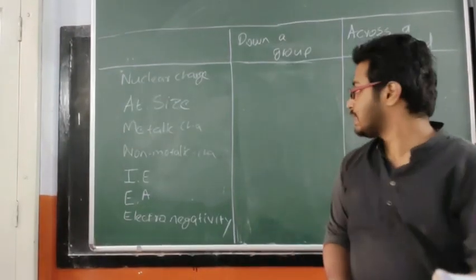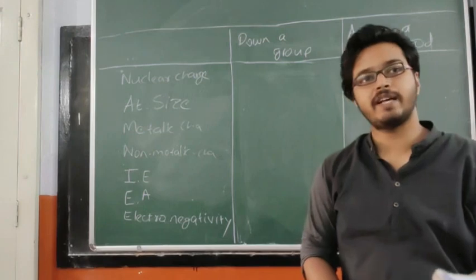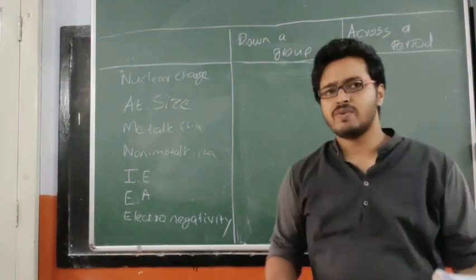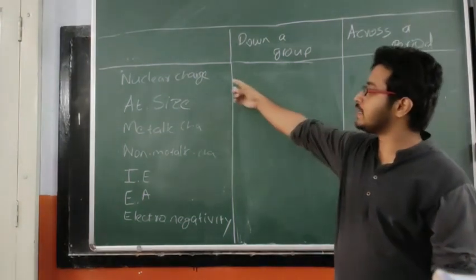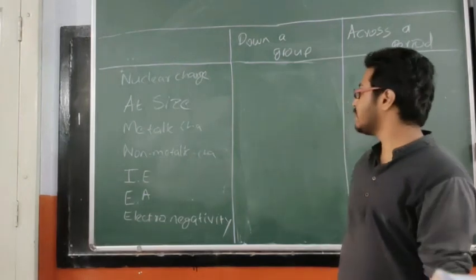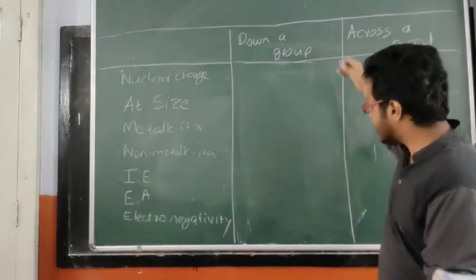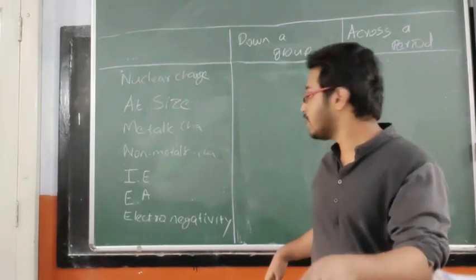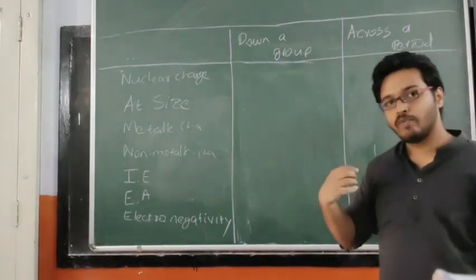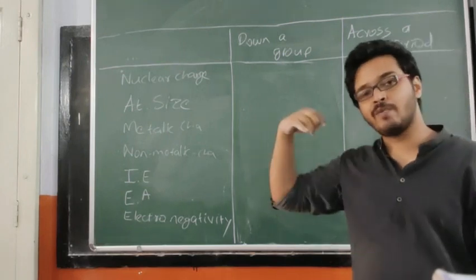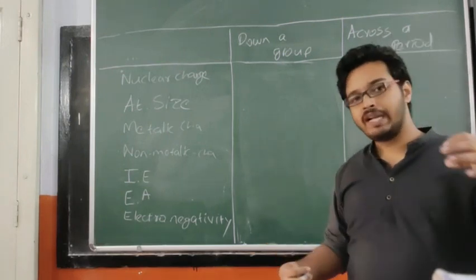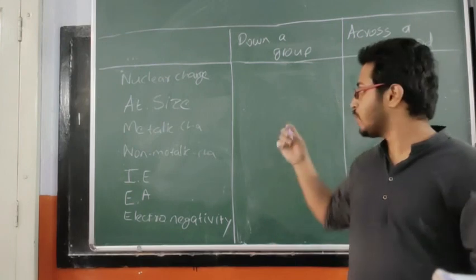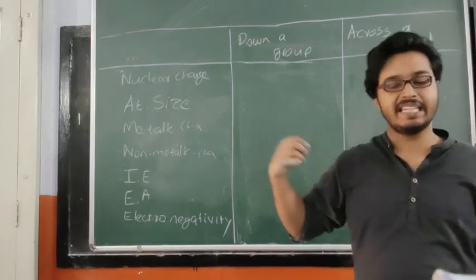Now we will summarize whatever we have learned in this chapter. The first thing we discussed is nuclear charge. We are going to discuss all the periodic trends here. The first one: nuclear charge down a group. What happens to the nuclear charge if you are moving down a group? Actually, nuclear charge is supposed to be increasing.